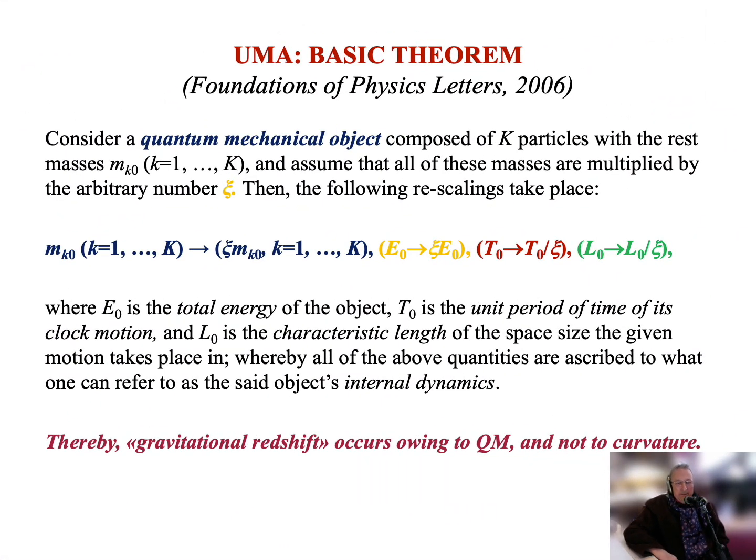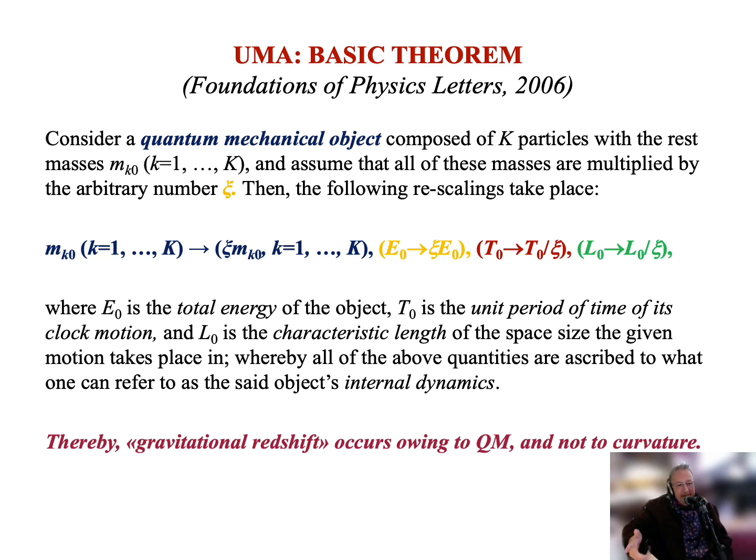Now, the UMA basic theorem, which I had to spend a long time to prove, really, was published first to the international scientific community in Foundation of Physics Letters in 2006. So we consider a quantum mechanical object composed of capital K particles with the rest masses m sub k0, k extending from 1 to capital K, and we assume that all of these masses are multiplied by the arbitrary number psi. So if we do that, then the following rescaling end results occur, mathematically I am speaking.